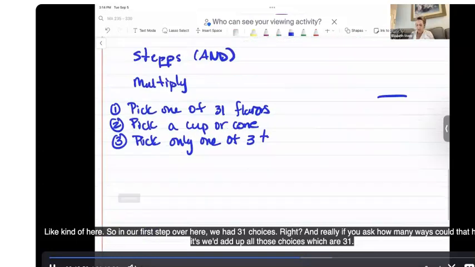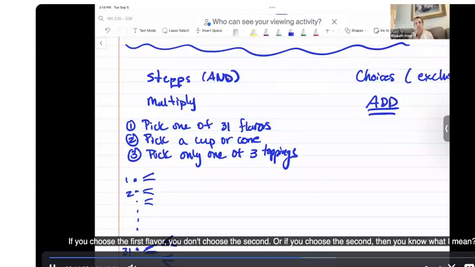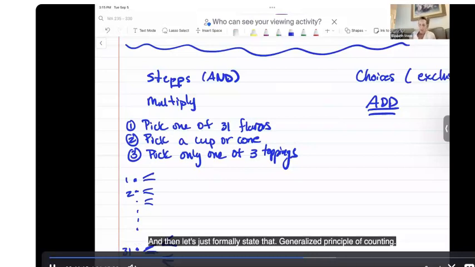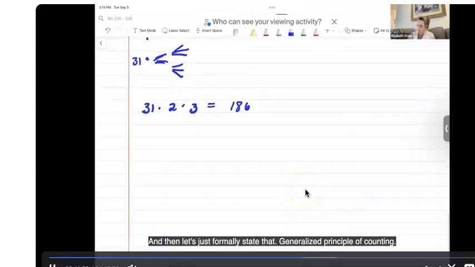Like kind of here. So in our first step over here, we had 31 choices, right? And really, if you ask how many ways could that happen, we'd add up all those choices, which are 31. And if you choose the first flavor, you don't choose the second. Or if you choose the second, then you know what I mean? And so forth. So if we are performing choices, then we add. If we are performing steps, then we multiply. And then let's just formally state that generalized principle of counting.